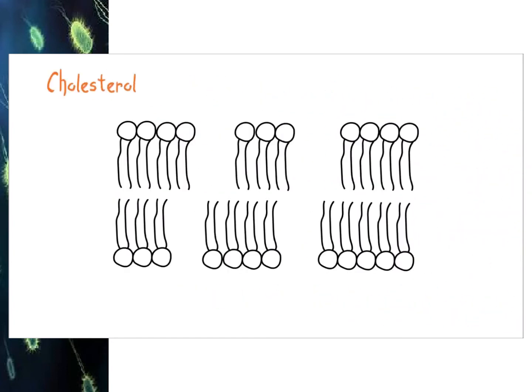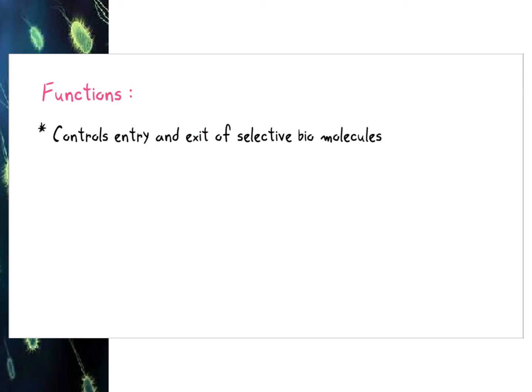The cholesterol molecules present in the membrane provide stability to the bilayer. They help the bilayer not to get separated too much in different environmental conditions. The main function of the plasma membrane is to control the entry and exit of selective biomolecules from the cell, and also to protect the cell from its external environment.